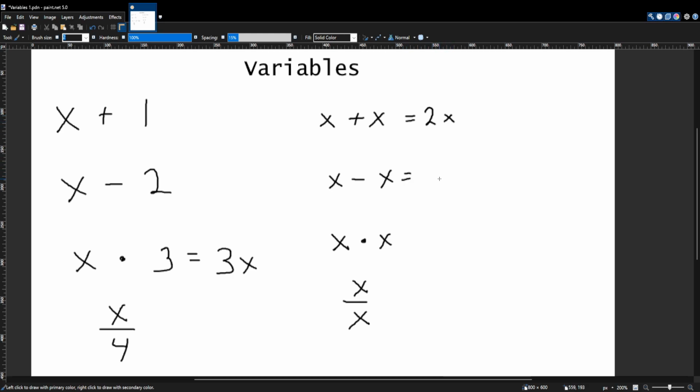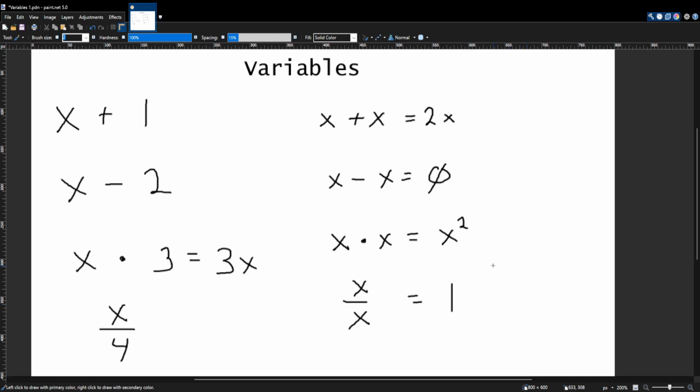If I take a number and I subtract itself, whatever that number is, I'm going to get 0. If I take a number and I multiply it by itself, that's x squared. So we get the repeated addition is 2 times x, and repeated multiplication is x to the power of 2. And then x divided by x is 1. Take any number, divide it by itself, you get 1.